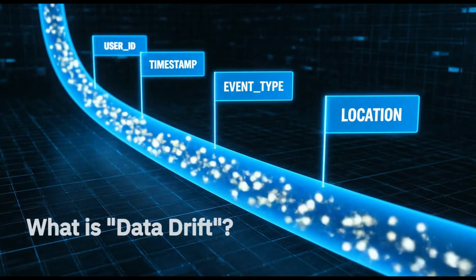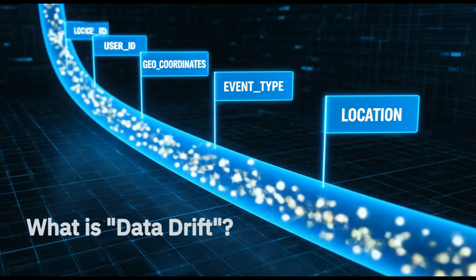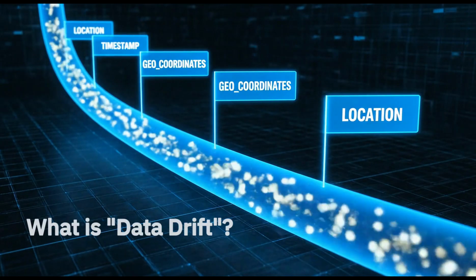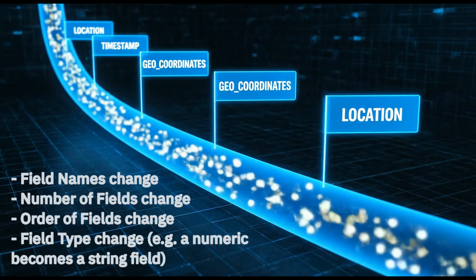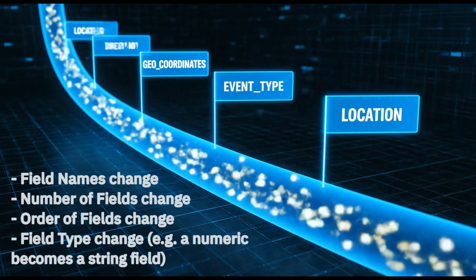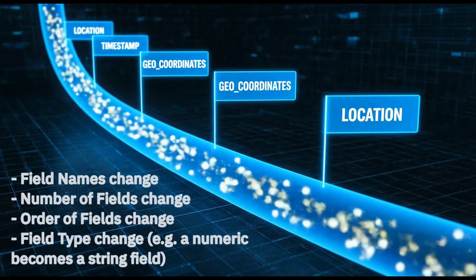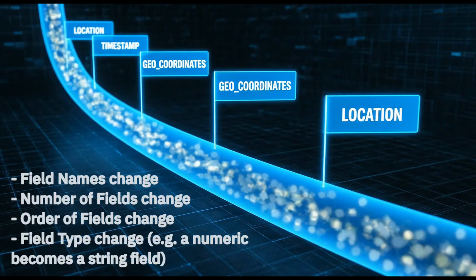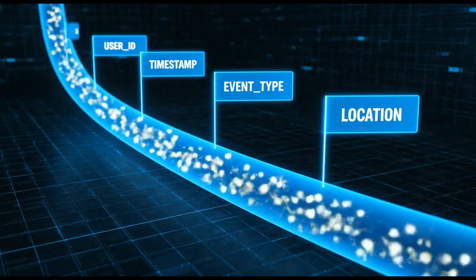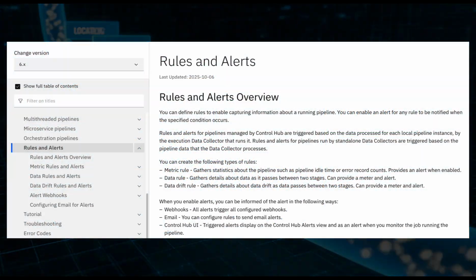Firstly, what is data drift? The animation shows what happens during data drift. Data is flowing in the pipeline. When data drift happens, for example, field names change, number of fields change, order of fields change, or a field type changes, the data becomes unpredictable. Data drift interrupts processes and alters data, but can also show new opportunities for data use.